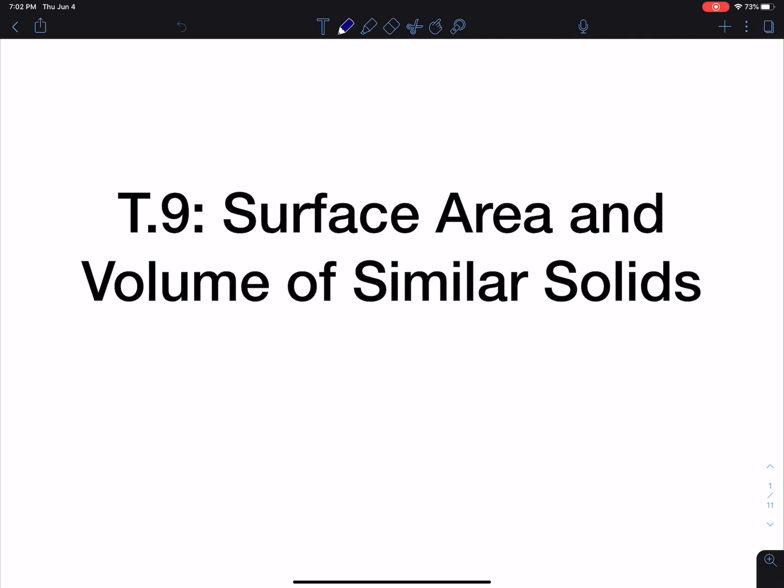Hi guys, welcome to T.9, surface area and volume of similar solids. Okay, so this one's going to be significantly harder than T.8, so gear up and get ready.